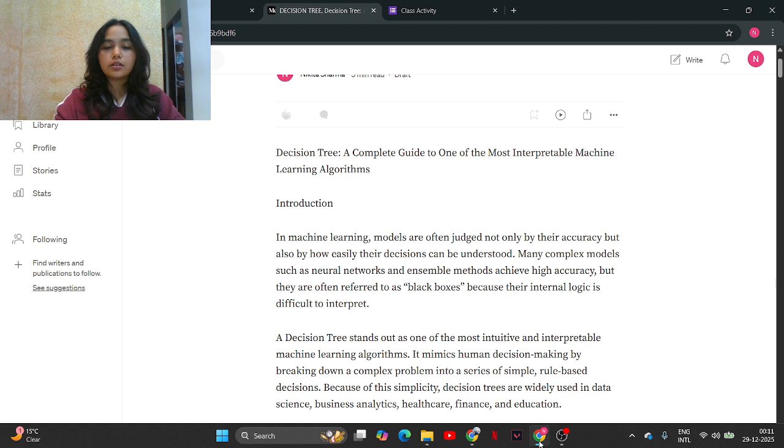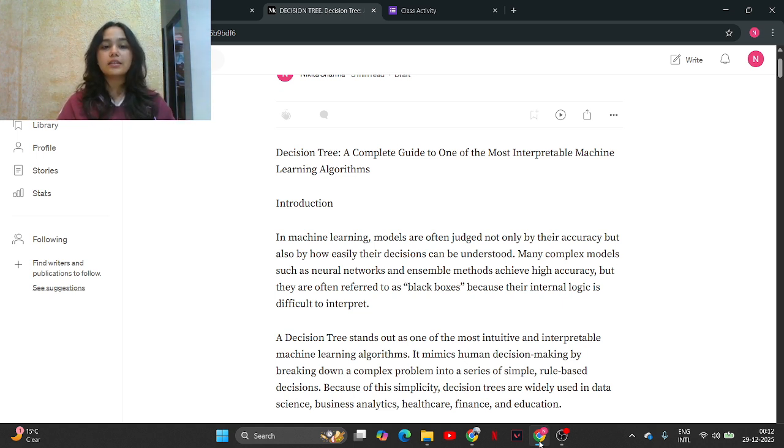Each internal node represents a decision. Each branch represents an outcome. Each leaf node represents the final prediction. Because of this structure, decision trees are very easy to understand and explain, even to non-technical people. A decision tree has four main concepts: root node, decision nodes, branches, and leaf nodes.